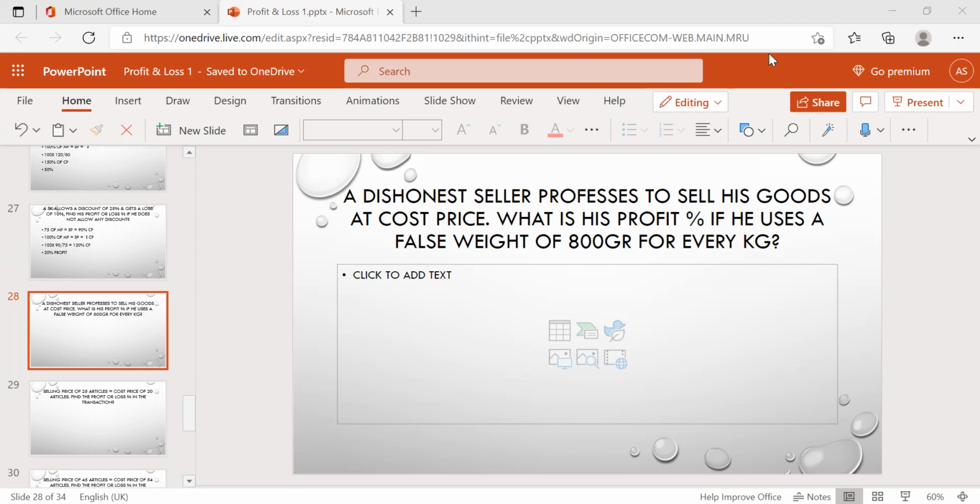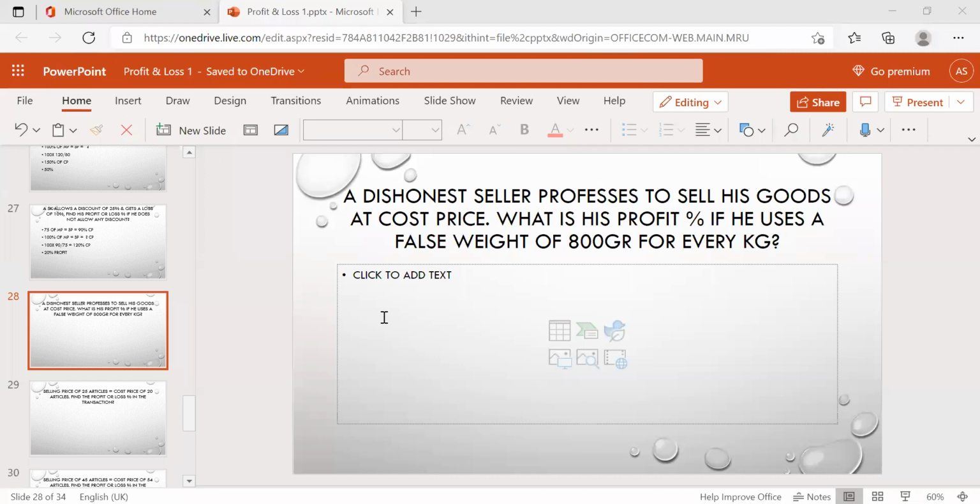He tells people the goods are sold at cost price only. But actually he is using false weightage, cheating customers by using a weight of 800 grams for every kg. That means he is getting 200 grams profit for every kg, right? So what is his profit percent if he uses false weight of 800 grams per kg? Okay, let us see here.